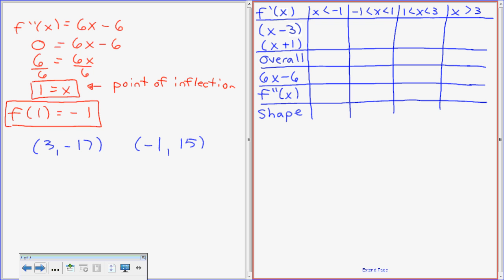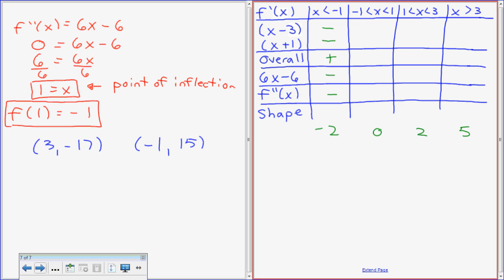Okay, so I'm going to start off picking my test points. I'm going to do -2, 0, 2, and 5. And then it's just a matter of subbing in all the different values. So negative 2 minus 3 is a negative. Negative 2 plus 1 is a negative. My first derivative is positive. Negative 12 minus 6 is a negative.